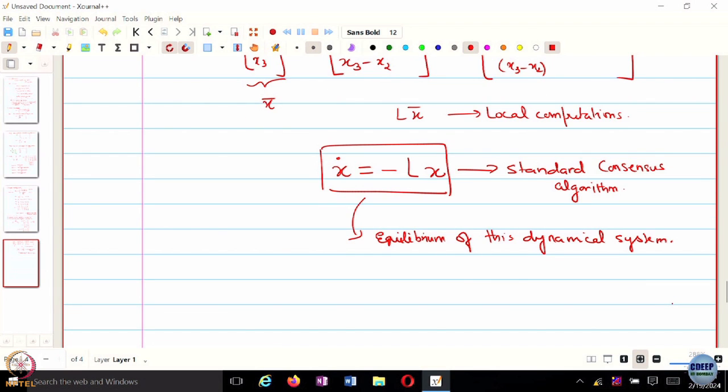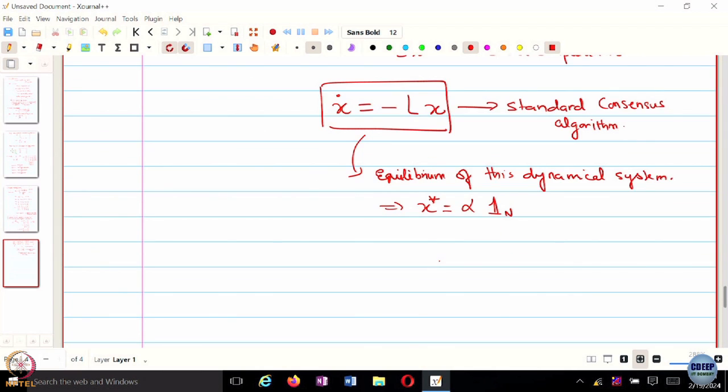When x dot is equal to 0, that means L of x is equal to 0. So this implies x is basically some alpha times vector of 1s, right? Okay, so this is the equilibrium. So you know that if the trajectories converge to the equilibrium of this dynamical system, then the agents are going to be in consensus. We haven't said anything about average consensus yet, but we know that the agents are going to be in consensus. Okay, is this clear?